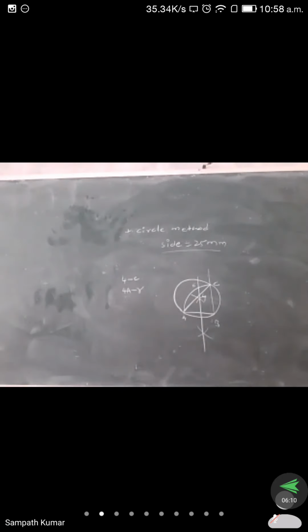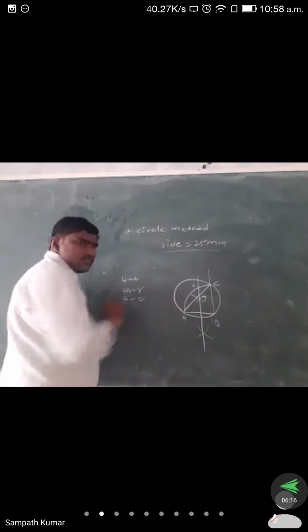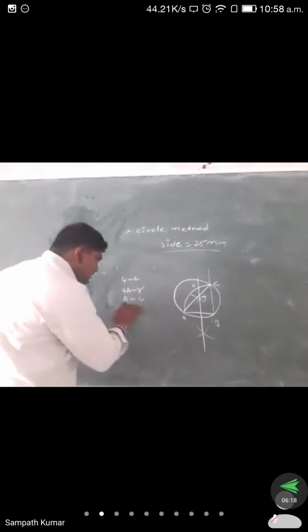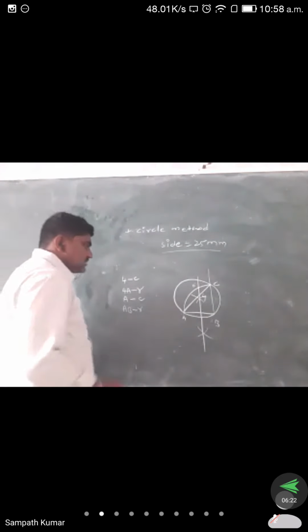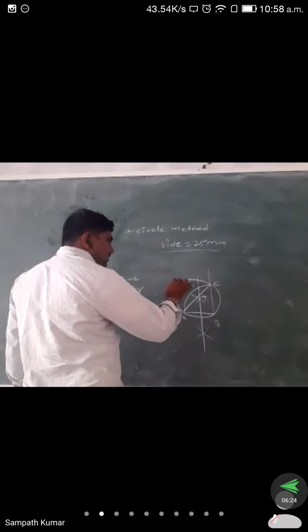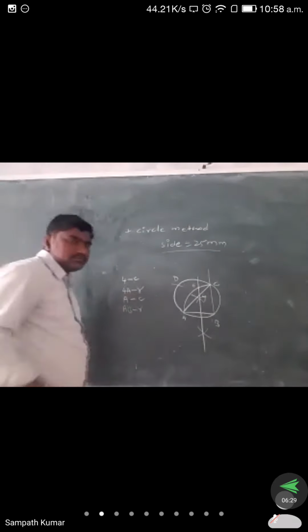Draw the circle. Then, with A as the center and AB as the radius, draw the arc on the circle. The intersection point is D.